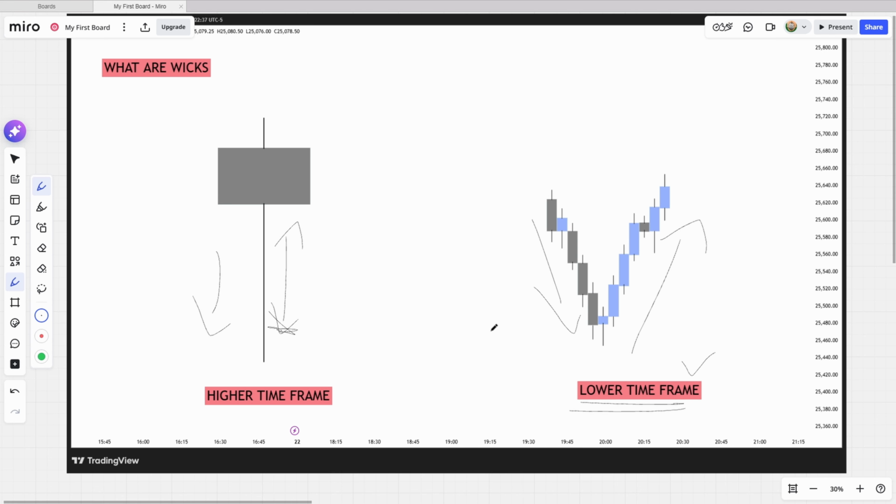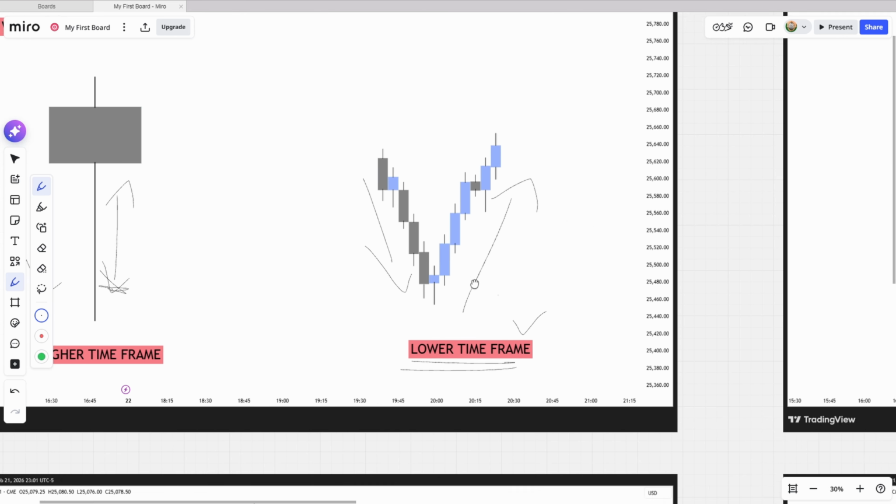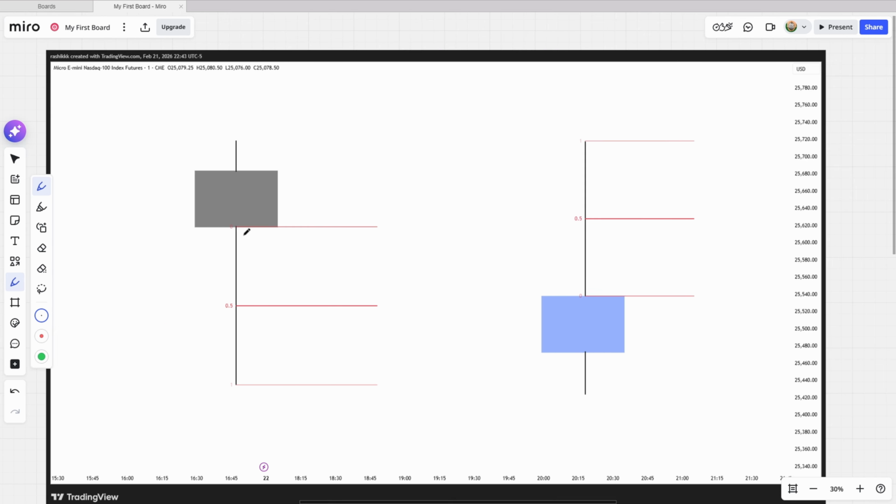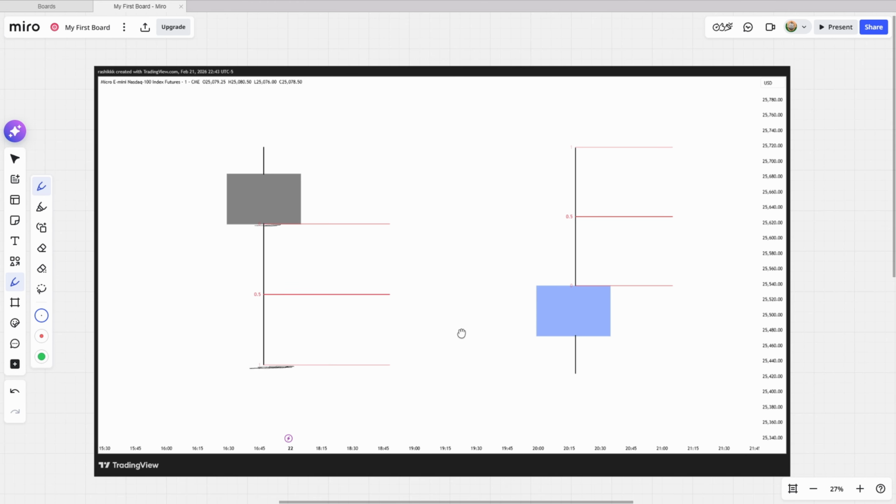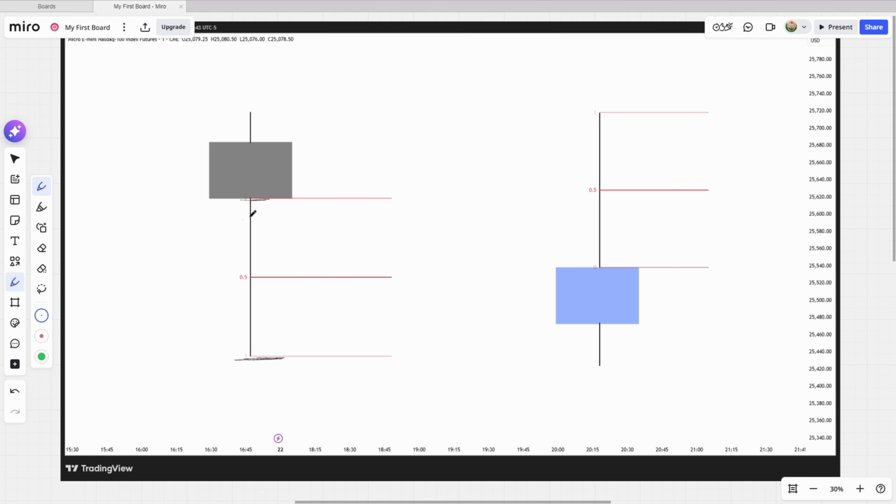Now, how do we actually use that information? The main level I care about with wicks is the 50% level. I measure from the body of the candle to the extreme of the wick. If it is a lower wick, I measure from the body down to the low. If it is an upper wick, I measure from the body up to the high. That midpoint becomes extremely important.